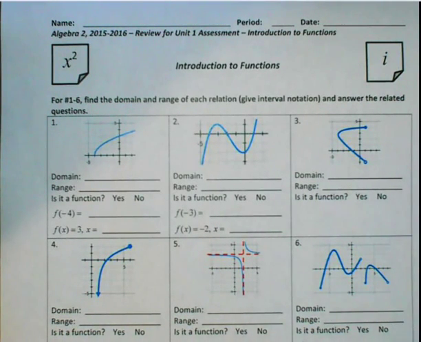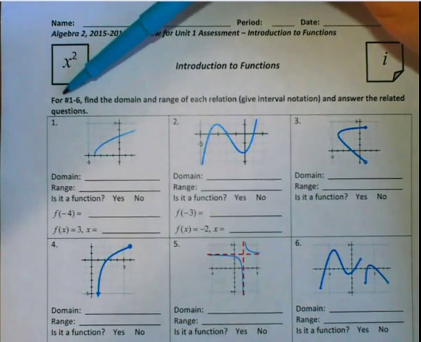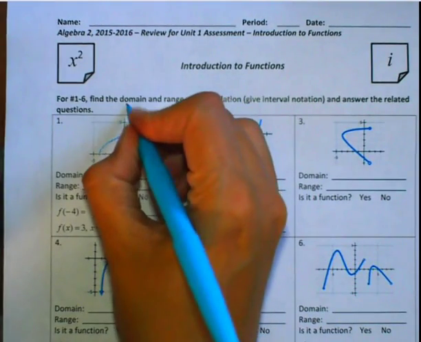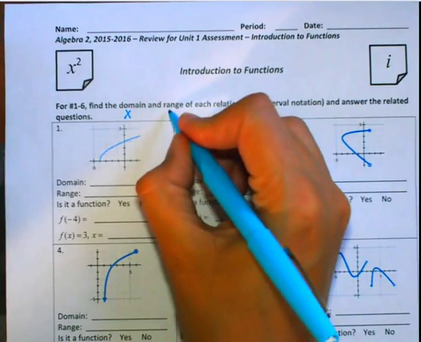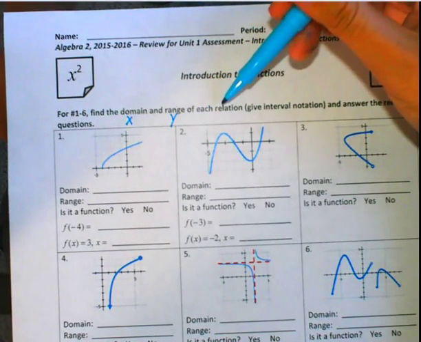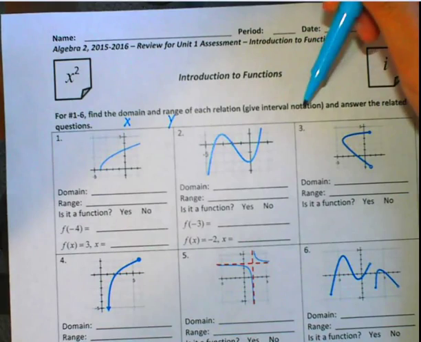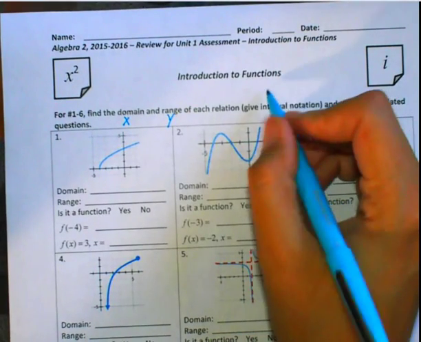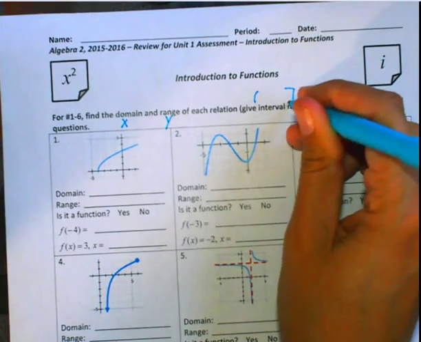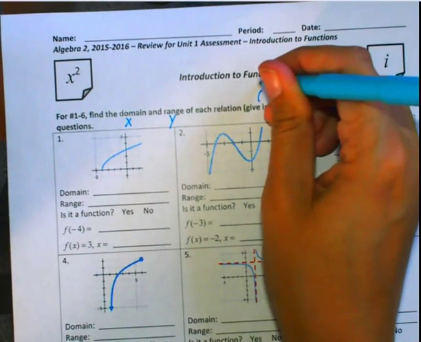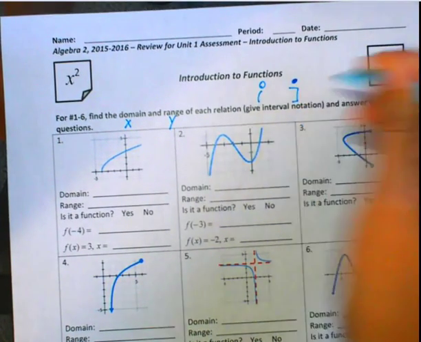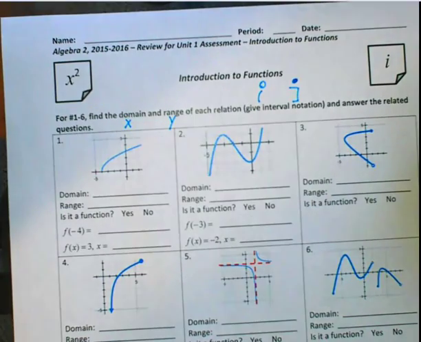We're going to start by reading the instructions. For numbers 1 through 6, find the domain, which we know are all our x values, and the range, which are all our y values, for each relation. Give an interval notation, and we know that in interval notation we use parentheses and brackets. Remember, parentheses are going to be open circles and brackets are going to be our closed circles. And answer the related questions.